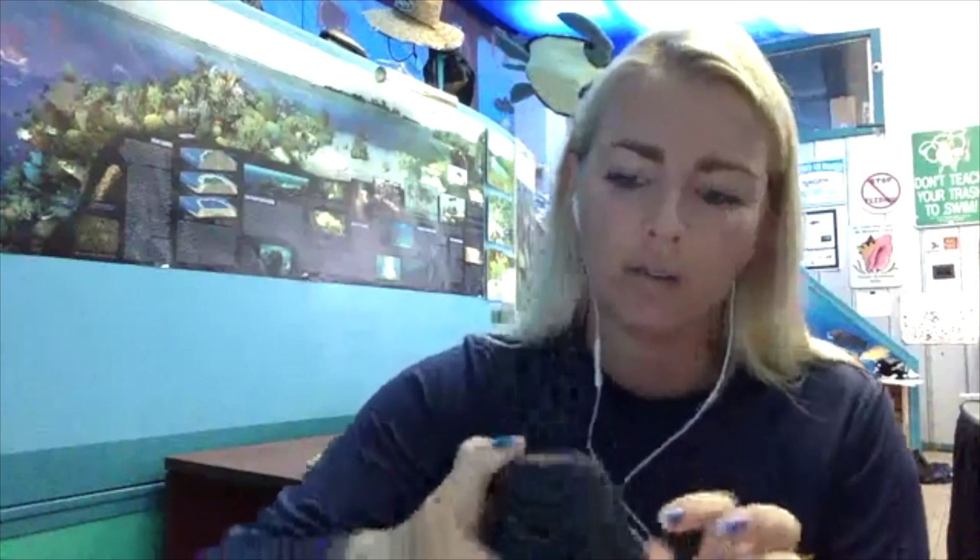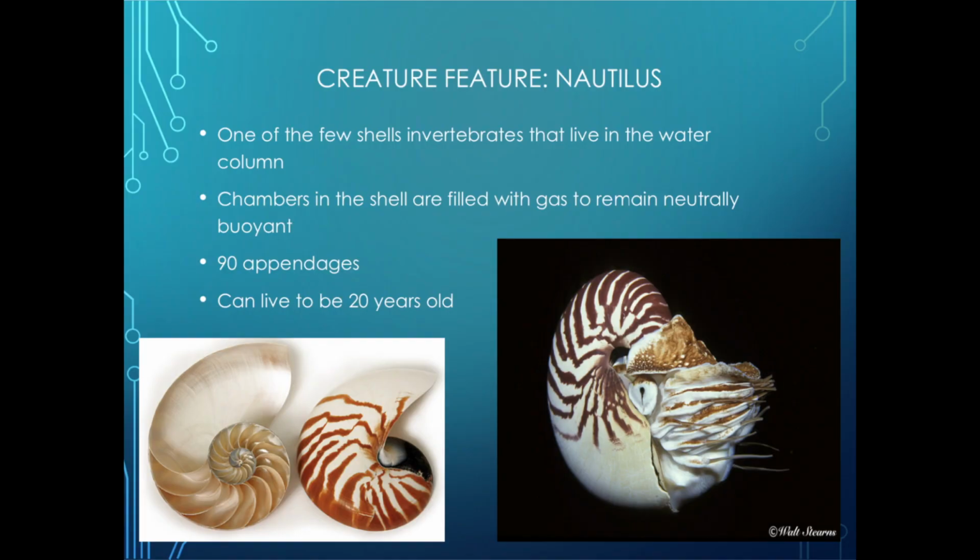So the first organism I want to talk to you guys about is this really, really cool animal here. It's called the chambered nautilus. You guys might have even seen their shells in a museum. Let me see if I can get this. There we go. That is a nautilus. It is one of the few shell invertebrates that live in the water column. These guys don't live on sand. They're openly swimming in the water.